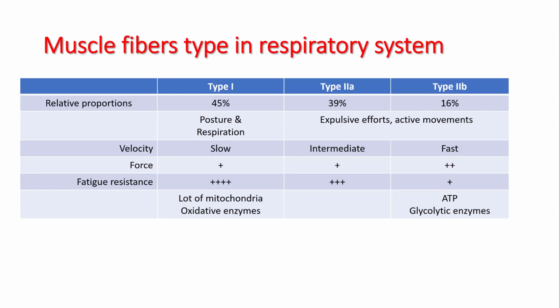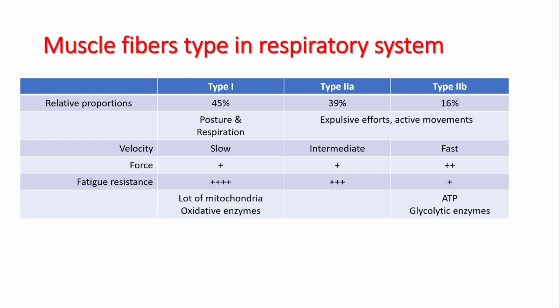There are two main types of muscle fibers in the respiratory system, type 1 and type 2. Type 1, as you remember, are slow fibers and they're fatigue resistant. These types of muscle fibers are found in the muscles of posture and respiration. The type 2 fibers, on the other hand, are fast fibers, but they're easily fatigable, and they are useful for expulsive effort and active movements like your biceps.